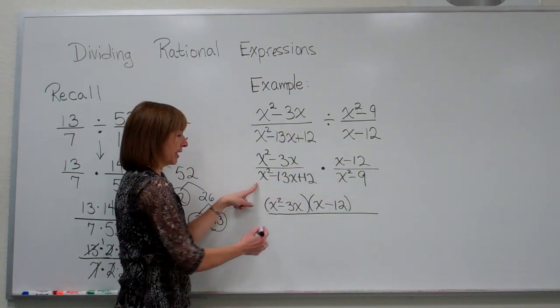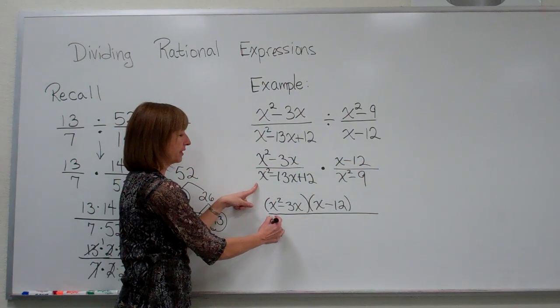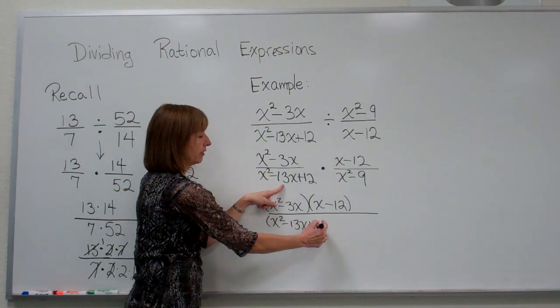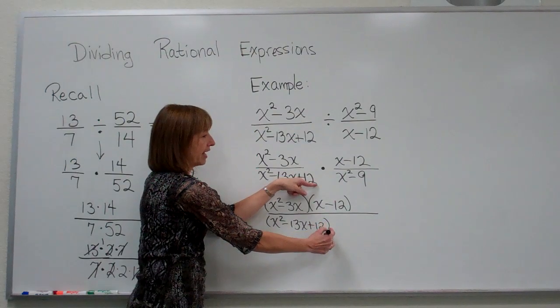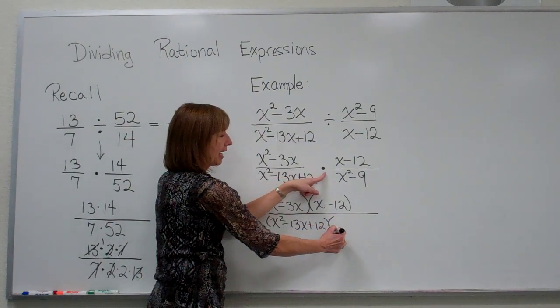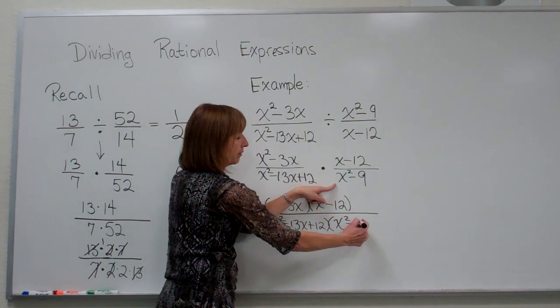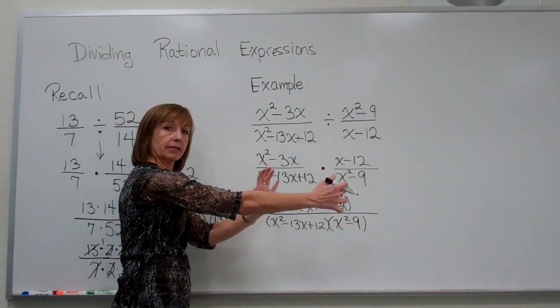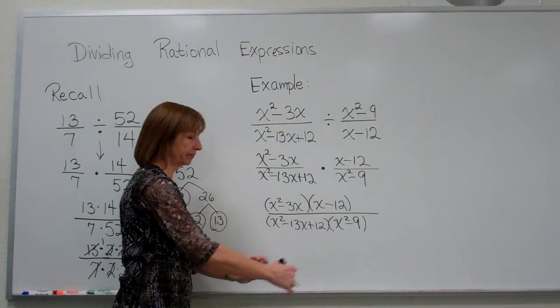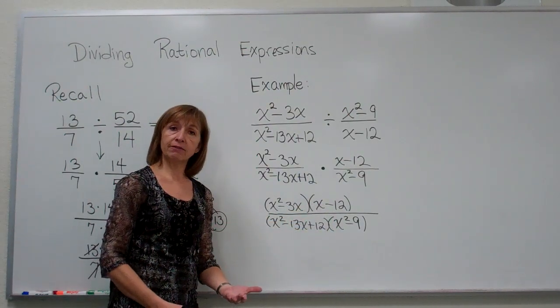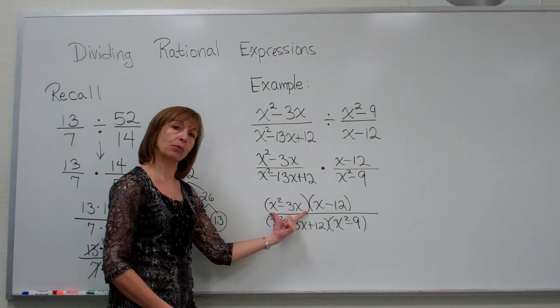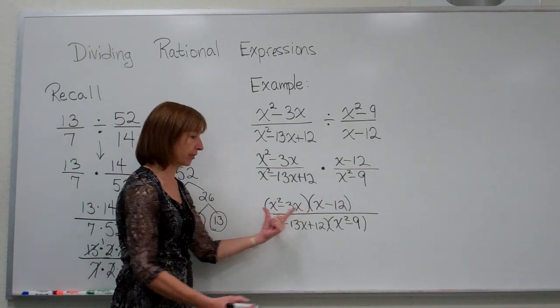Now we'll go in the denominator, I have an open set of parentheses, then x squared minus 13x plus 12, close for the end of that fraction bar, and times x squared minus 9. Because when we're multiplying fractions, it's multiply across the top, multiply across the bottom. But because we want to leave our answers in the most simplified form, any of these factors that we have, we want to see if they factor any further.